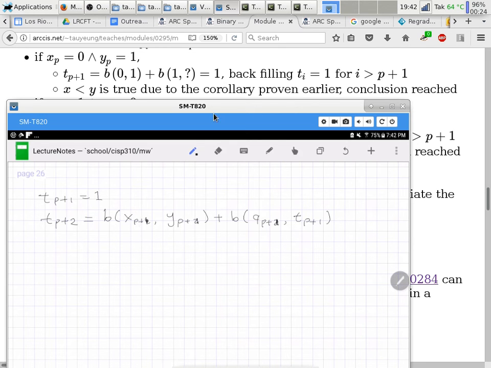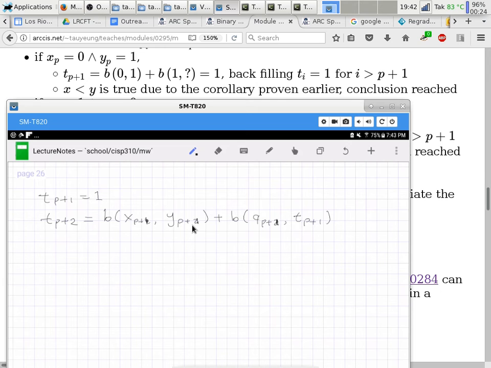What do we know about these two terms up to this point? What was the assumption again? What is significant about p? It is the most significant bit that is different between x and y. So if position p is the most significant position that is different, what happens to all the places that are more significant than p? X and y are the same. All of those other bits are the same.